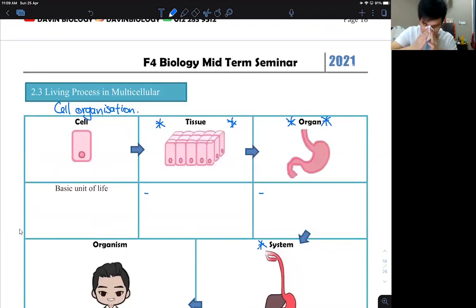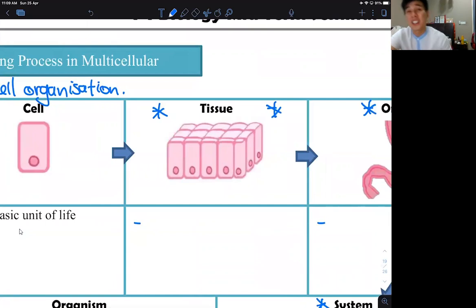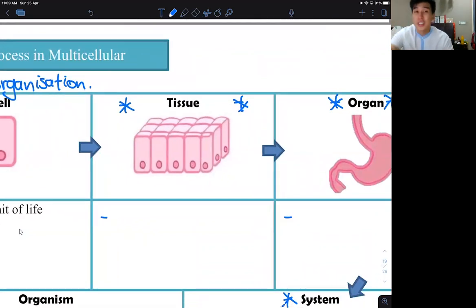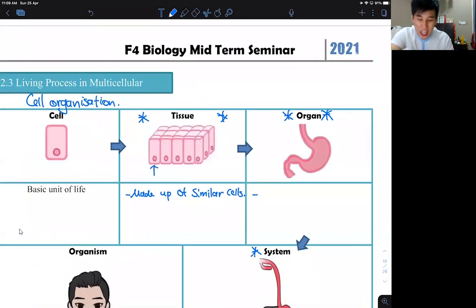For tissue, when cells become tissue, and the question asks you to explain what a tissue is, or how tissue is formed, you can say tissue is made up of cells. But you cannot just say made up of cells. You must say made up of similar cells. All the cells inside here are exactly the same or very similar. You can say made up of similar cells that work together to carry out a specific function.